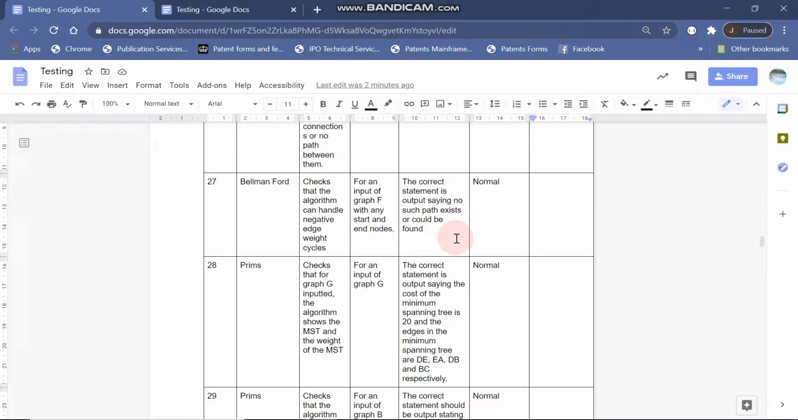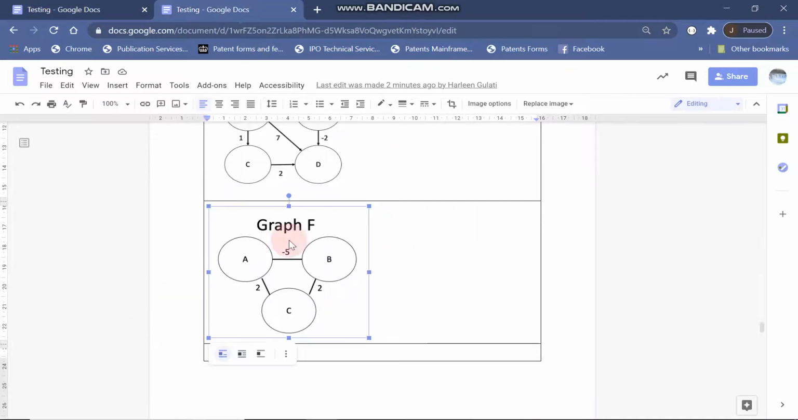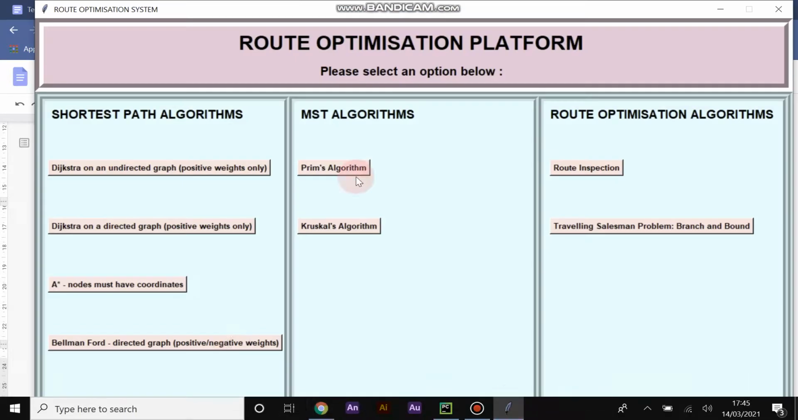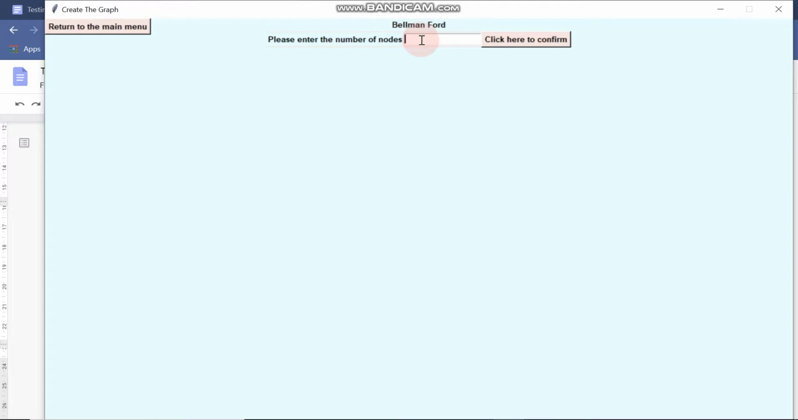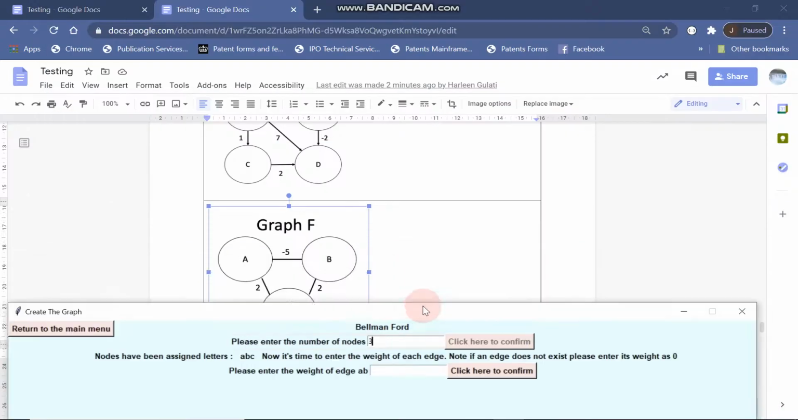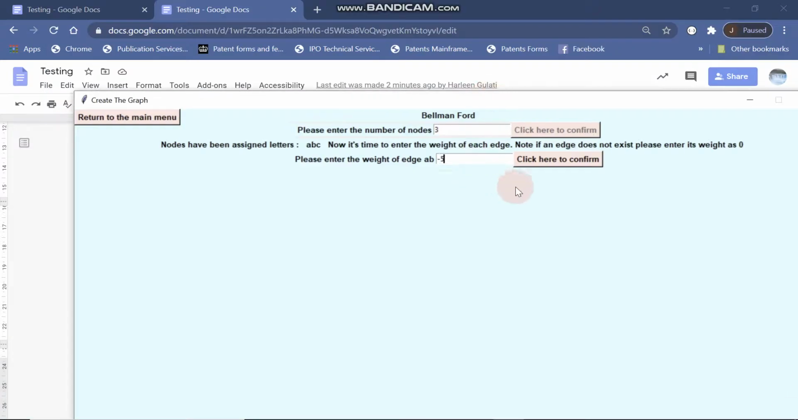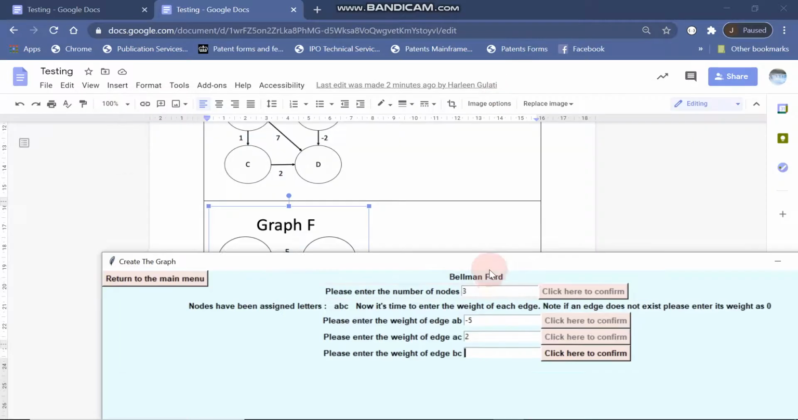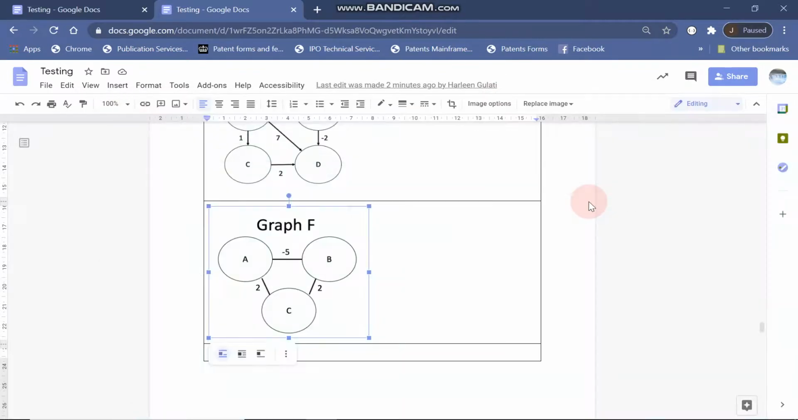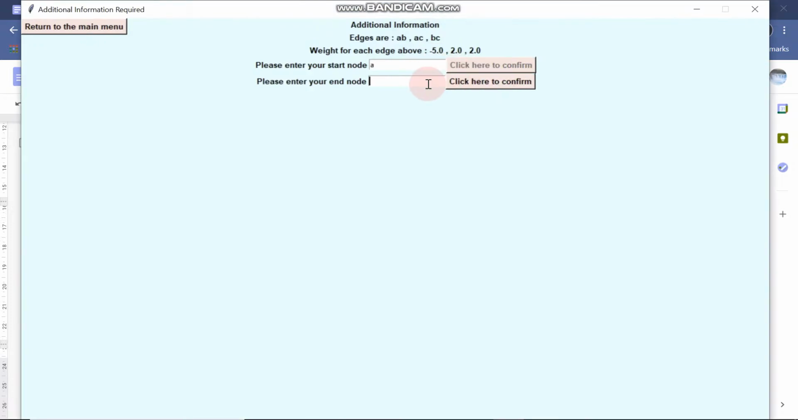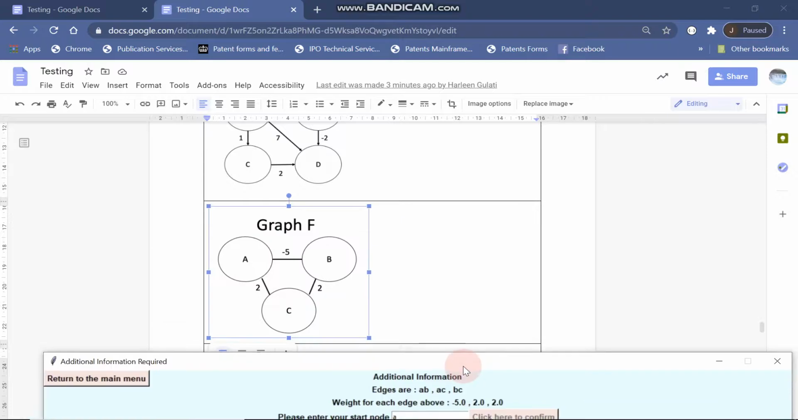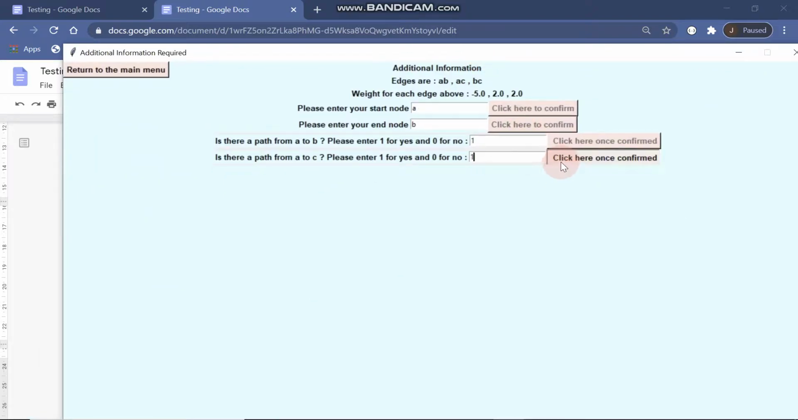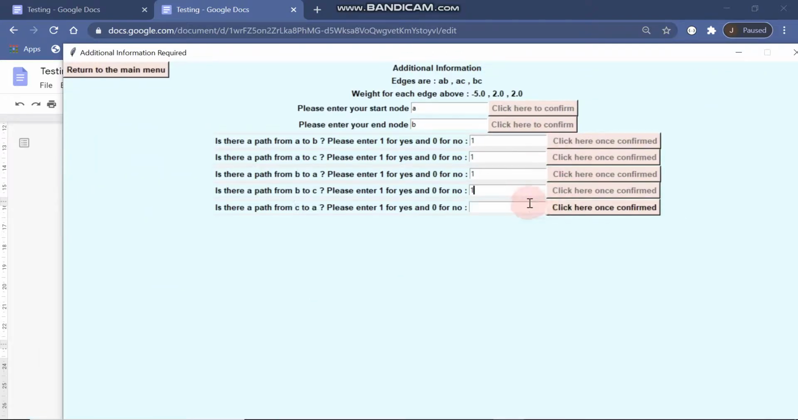I think a thing to consider is also with any start and end nodes. So if we try from A to B and A to C as our 2 examples. So if I go on Bellman Ford, so we have 3 nodes. Edge AB is -5. Edge AC is 2, and edge BC is also 2. So our start node is A and our end node is B. There is a path from A. This whole graph is undirected, there aren't any arrows, so we can just put a 1 for each of these.